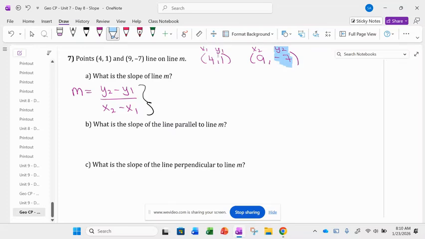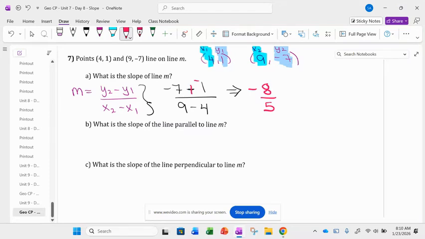So I have -7 for y2 and 1 for y1. So we're going to have -7 minus 1. And then we're going to have 9 for x2 and 4 for x1. So then we're going to have 9 minus 4. I'm going to do my keep, change. So that's a -8 over 5. So now this is the slope of line M.